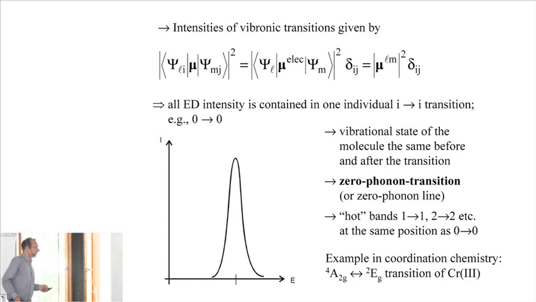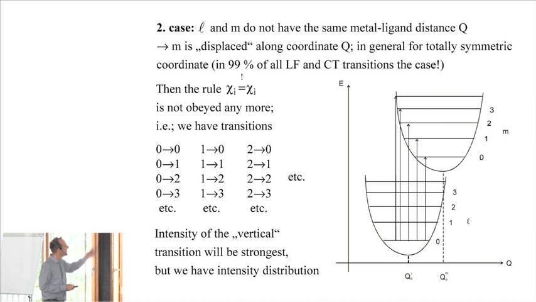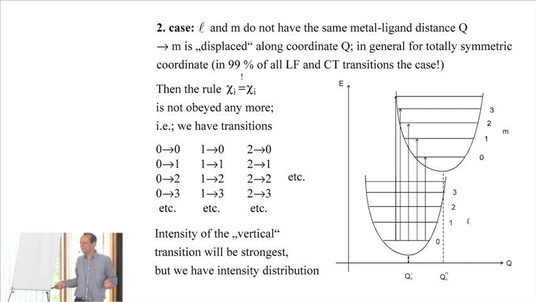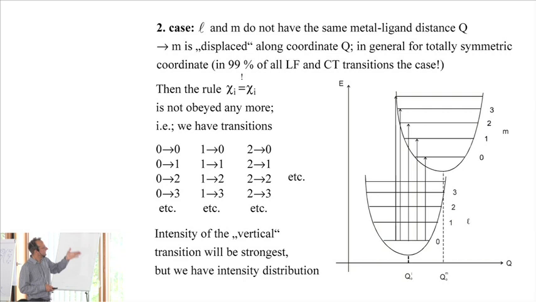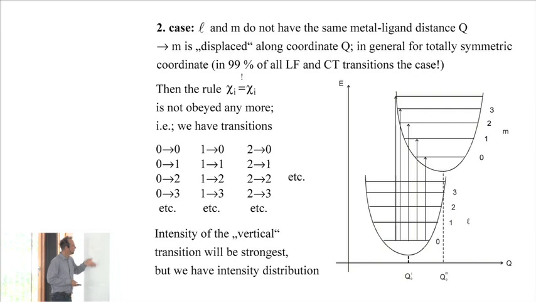The second case, which you encounter in 99% of all spectra which you take, is that the ground and excited state do not have the same metal ligand distance, so the excited state is displaced along the coordinate, and in most cases, in general, this is a totally symmetric coordinate. And then the rule chi i equals chi j is not obeyed anymore, which means you can have all transitions: from 0 to 0, from 0 to 1, from 0 to 2, and so on, from 1 to 0, 1 to 1, and so on, from 2 to 0, etc.